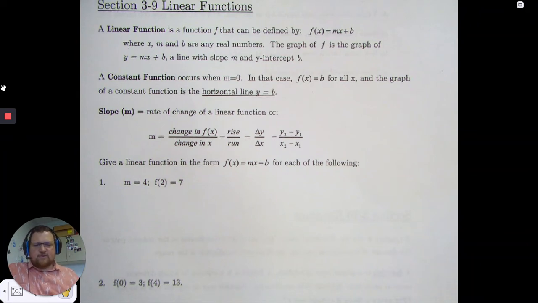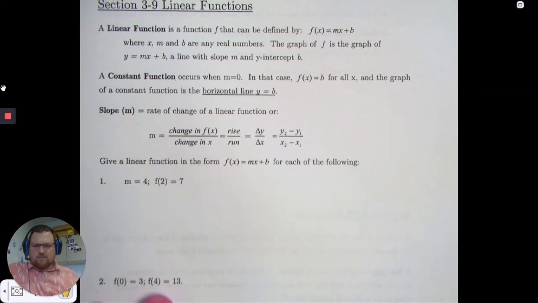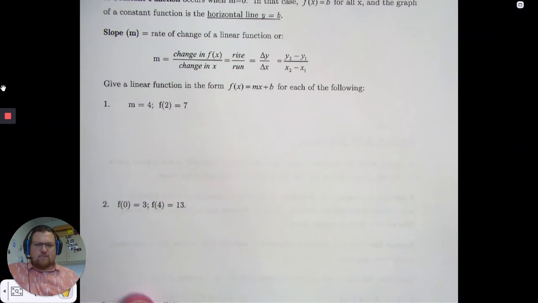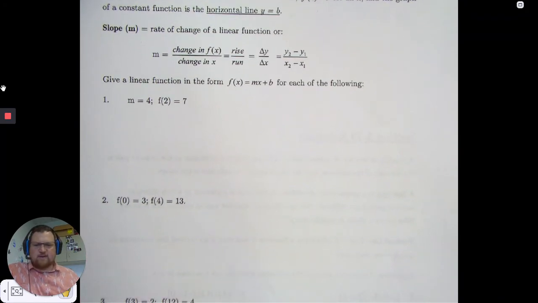Okay, a constant function occurs when your slope is 0. So if your slope is 0, you get a y equals line, which is always horizontal, and that's known as a constant function. If you don't remember, your slope is just representing the change in y over the change in x, or the change in f of x over x, which is really just rise over run. Our formula is y2 minus y1 over x2 minus x1. This is something you have done before, but we're just going to spend some time going back over it to make sure you remember how to do this.